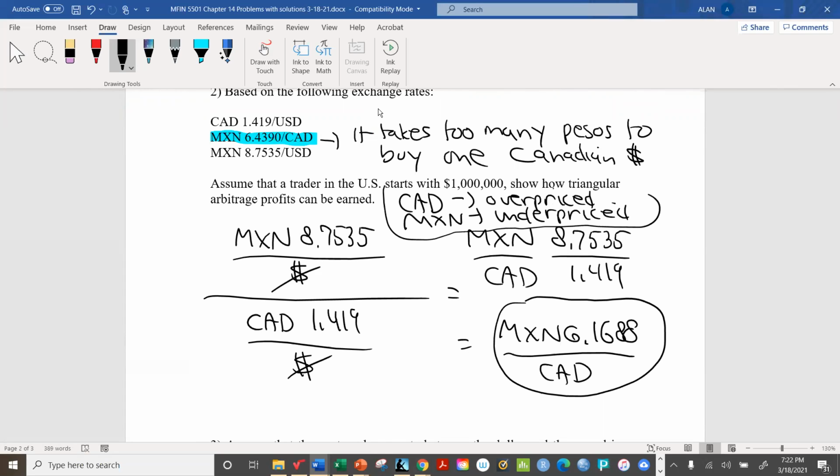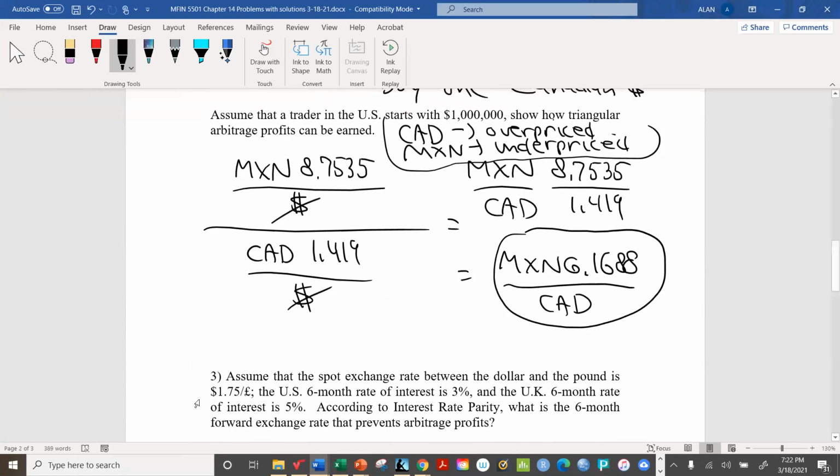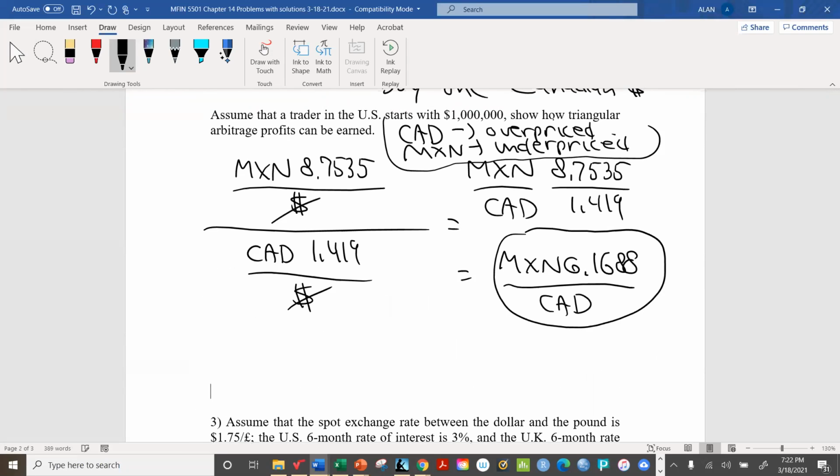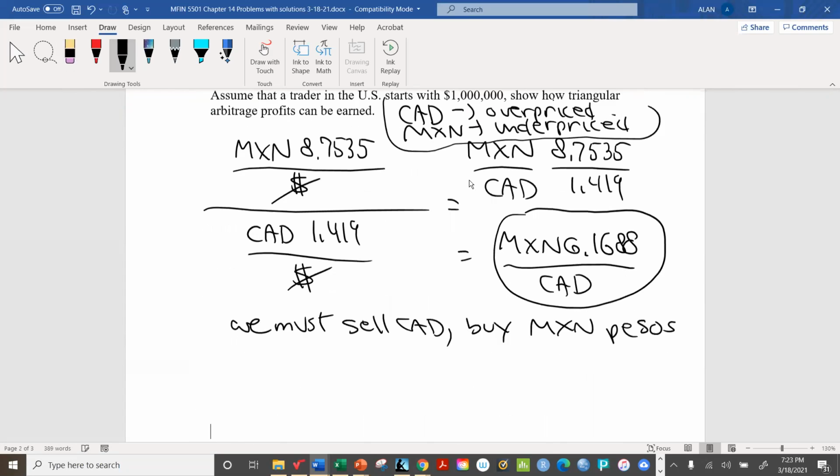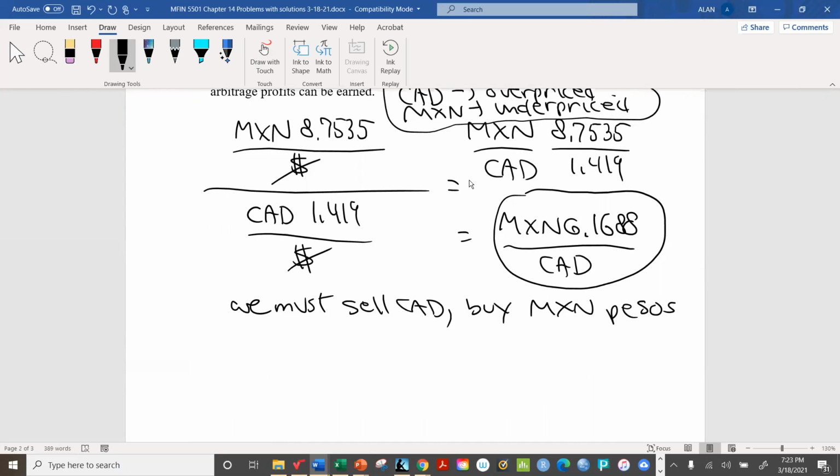So that means that somewhere along the way in this circle, we have to make sure that two things happen. We must sell Canadian dollars and buy Mexican pesos. It doesn't matter when, but before we get to the end, we have to have bought pesos and we must have sold Canadian dollars. And in fact, we can set it up so this takes place in one transaction.